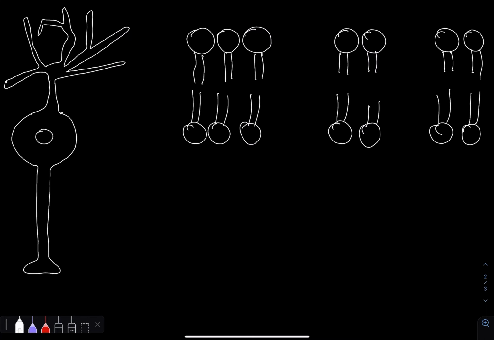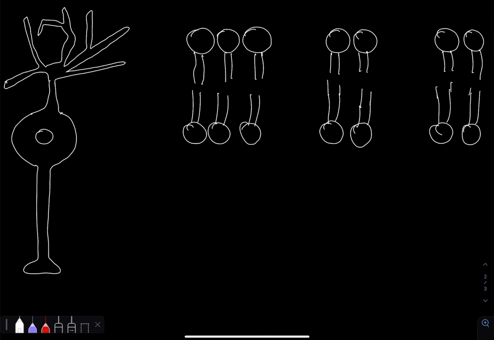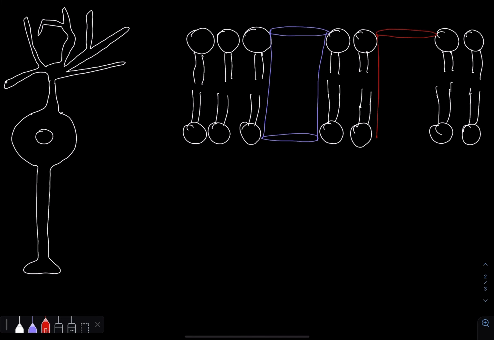Now, in the spaces where I've left empty, you're going to have ion channels. What I'm drawing here in purple is going to be one type of ion channel, and in red you have another type of ion channel. These are going to allow ions to pass through the membrane.